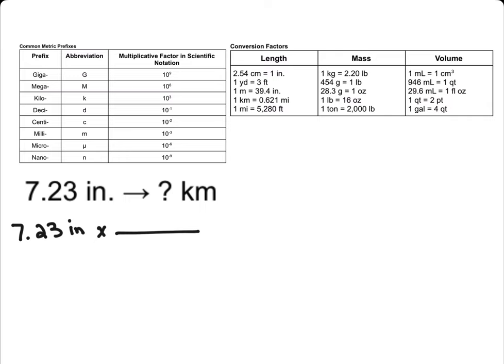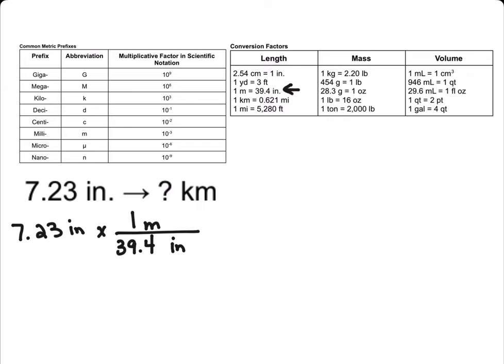If inches is in the numerator, then inches has to go in the denominator. I'm going to take a look at my conversion factor, and I'm going to see if there's any relationship between inches and kilometers, maybe inches in the direction of kilometers. And I see that there is this conversion factor, 1 meter is equal to 39.4 inches. So I'm going to go ahead and use that. 1 meter is equal to 39.4 inches.